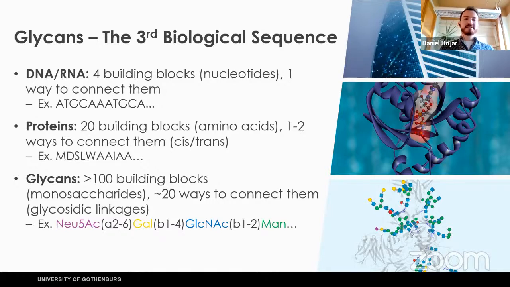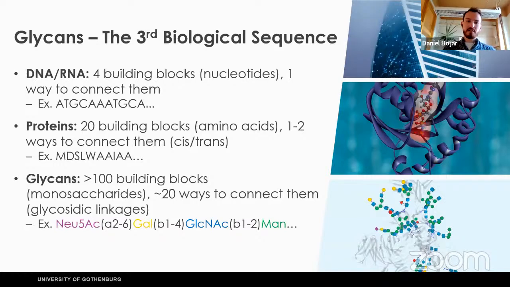Glycans are more diverse still. They have more than 100 building blocks, with an asterisk that I will go into in a second. But more importantly, these building blocks can be connected in numerous ways. So the exact geometry of how you connect 2 monosaccharides in a row is very different, with different biological consequences. And this increase in diversity means that you need even shorter sequences of glycans to convey an information-rich message and have biological consequences.